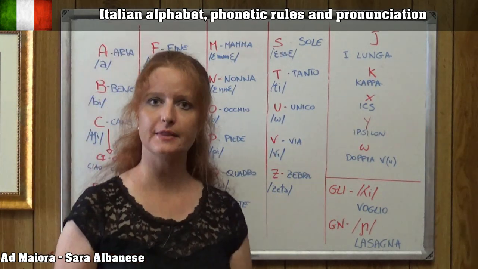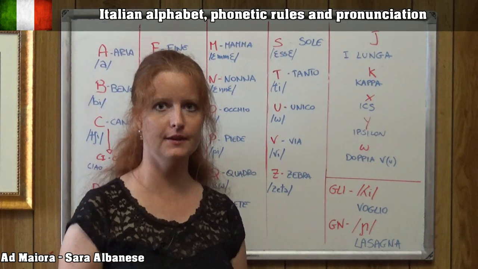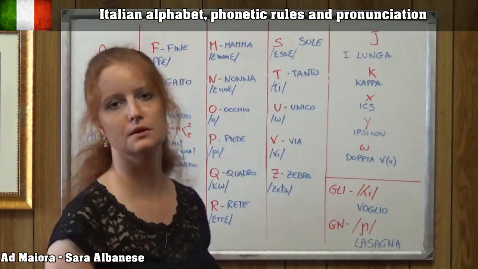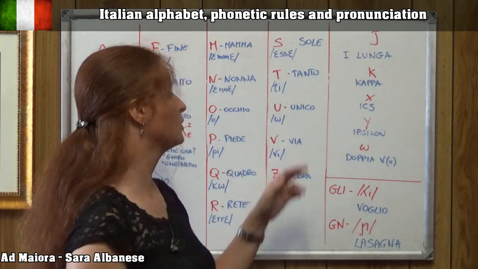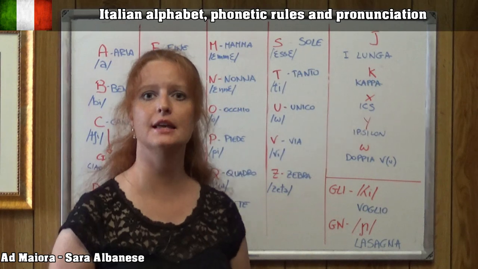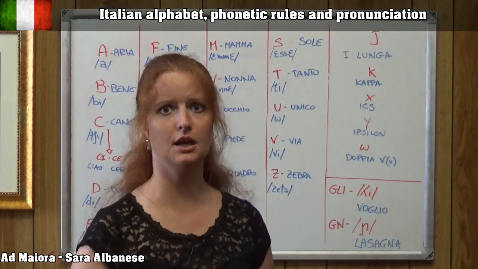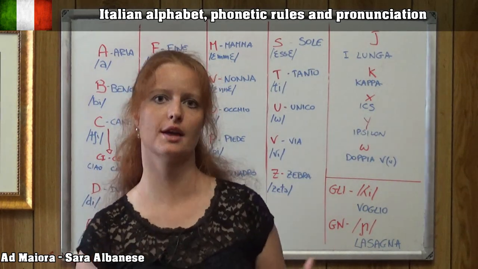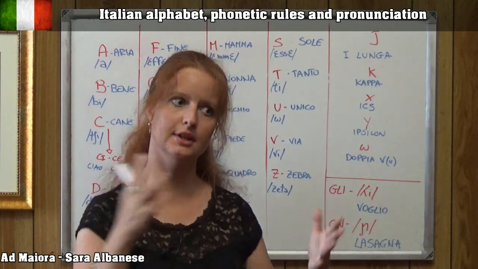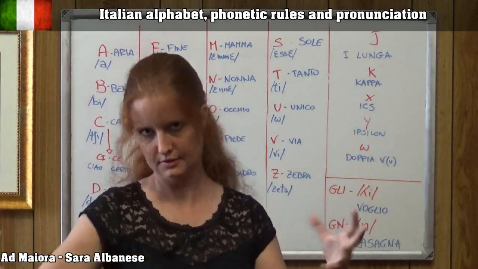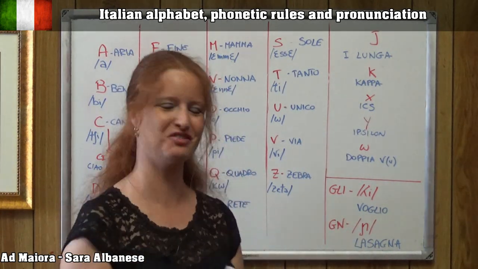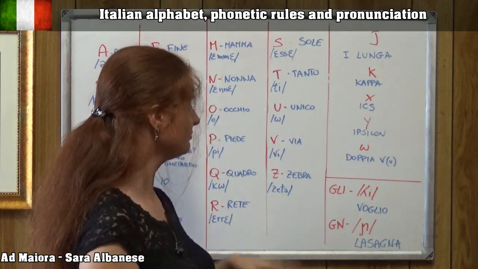Then V, it's quite easy. The word is via, it is a street, okay, it is used for addresses. So you may find it via and the name of the street, which is the address.